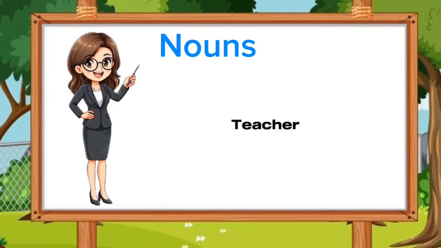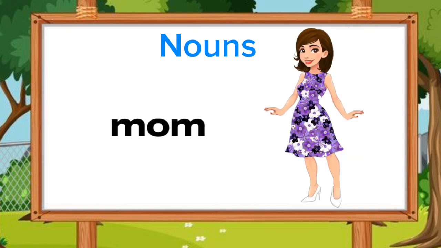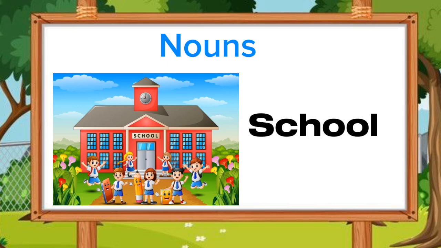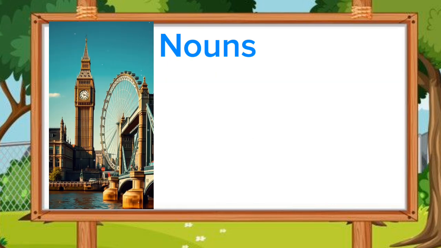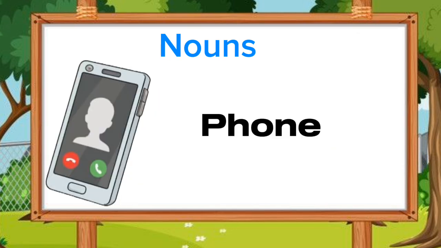People. They are teachers, students, moms. Places. School, park, London. Things. We have book, phone, dog.